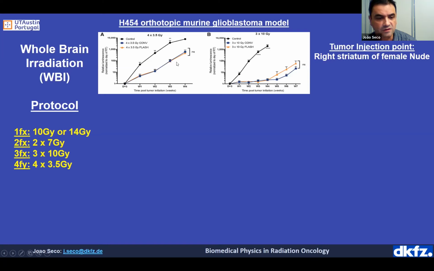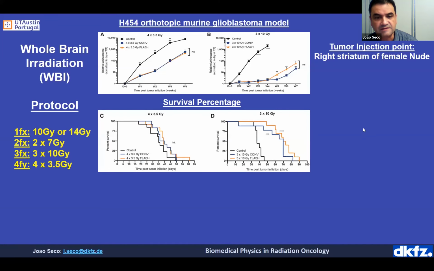I have represented the two last ones, the 3 times 10 and the 4 times 3.5, and you see that the tumor control is basically the same for the 4 times 3.5, and also a small difference between the flash and the conventional, but the tumor control is the same. And what you see is the growth of the tumor without radiation and the growth of the tumor with radiation. So they're practically the same. And this is a tumor injected in the brain of the mouse, in the right striatum of the female mouse. And you see almost equivalent tumor growth for the different fractionations.